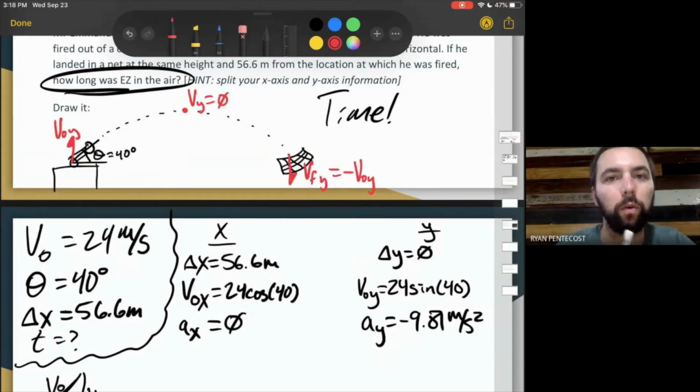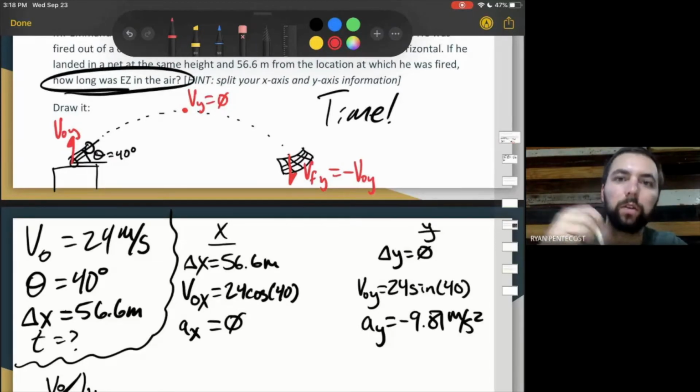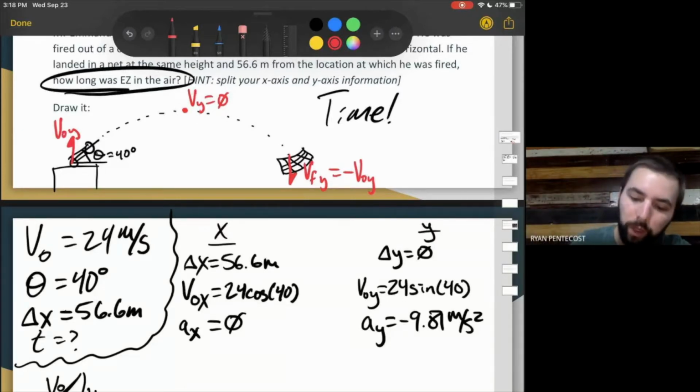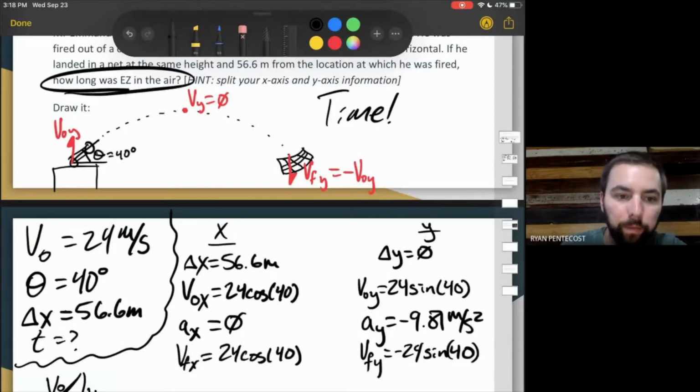And we did this before when we did the blue problems. If you'll remember, if you throw something up with a certain velocity, when it comes back down to your height, it will have the same velocity, just in the opposite direction, right? So the opposite velocity. So we actually know V final. V final in the y would be negative 24 sine of 40. Now we do know V final in the x because there is no acceleration. So that would still be 24 cosine of 40, right?